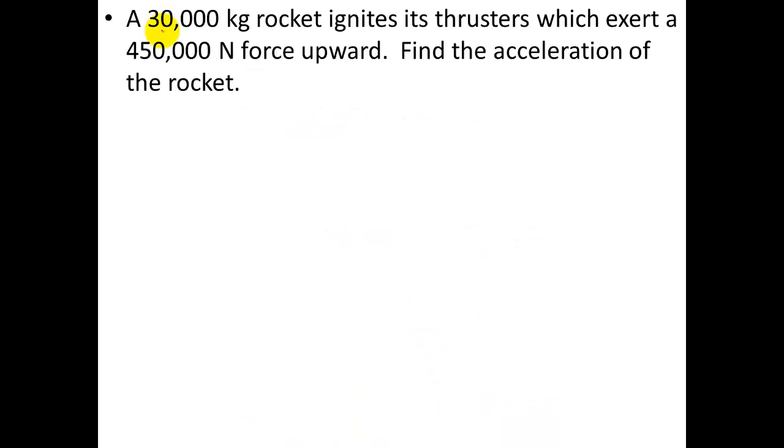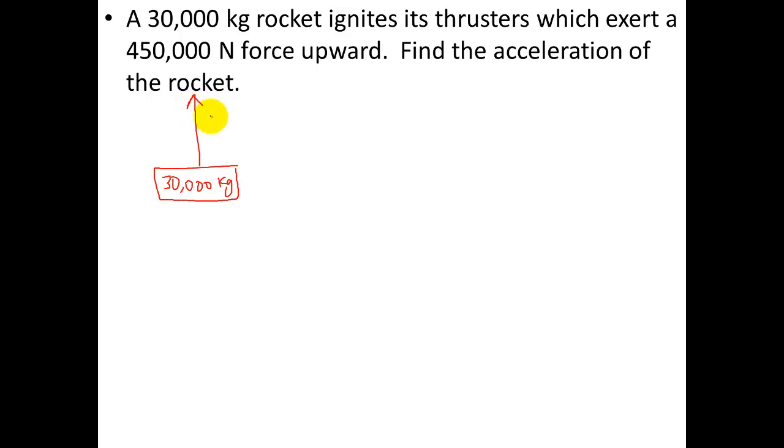Alright, next example. Here we go. A 30,000 kilogram rocket ignites its thrusters, which exert a 450,000 newton upward force. Find the acceleration of the rocket. So, first thing, do not just jump to the conclusion and try to plug into an equation. Draw your force diagram. So we have a 30,000 kilogram rocket.